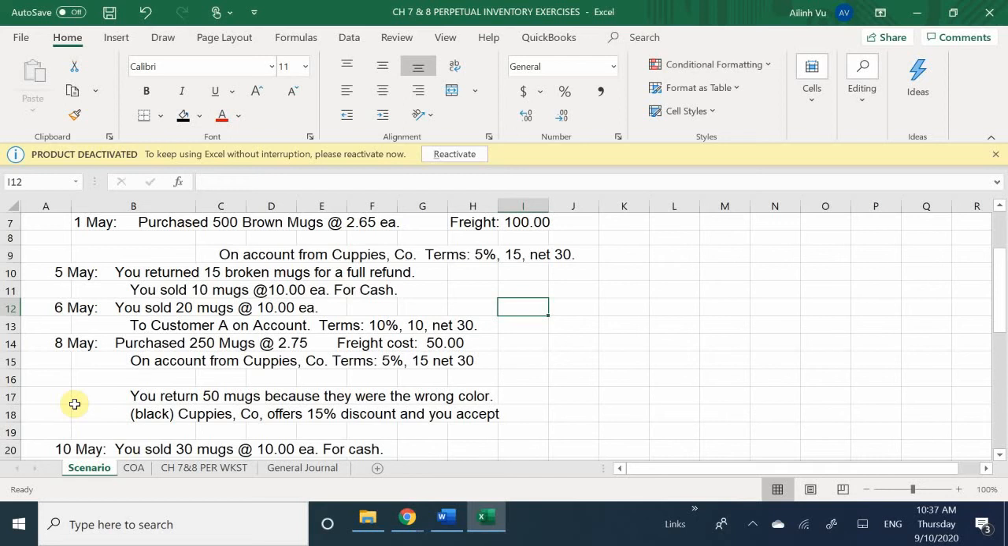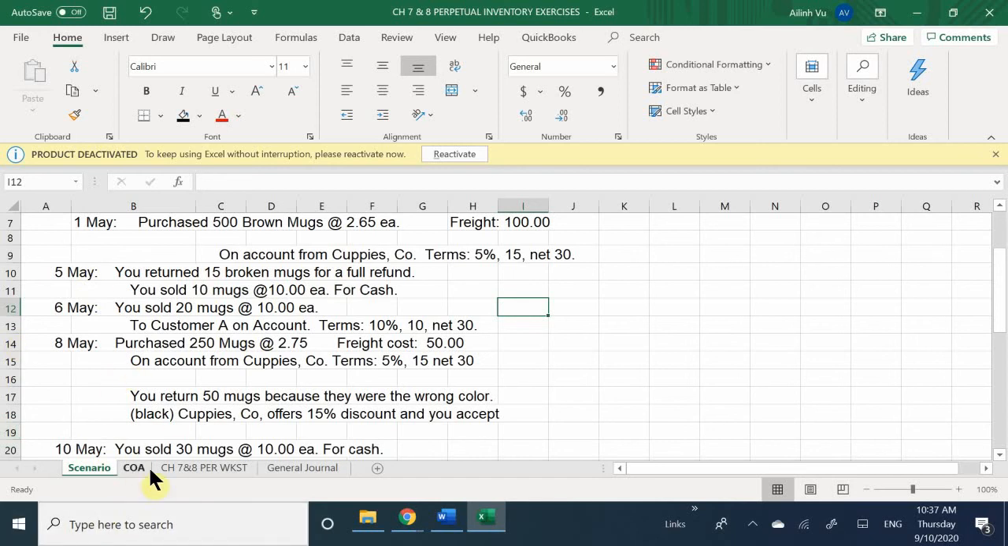We sold 20 mugs at $10 each to customer A on account. Terms 10%, 10, net 30. Perfect. We sold 20 mugs at $10 each, right? And we sold it to customer A on an account, right?